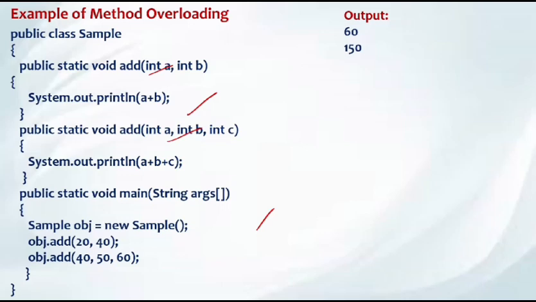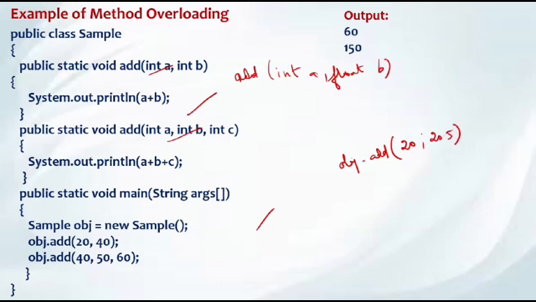Suppose the class has another add function with different data types. Based on the data type, that function will execute. Suppose add of int a comma float b is in that class. Now if I pass a value, object dot add of 20 comma 20.5, automatically the call goes to this function definition and executes the statements.